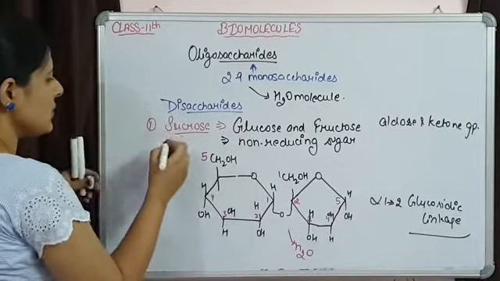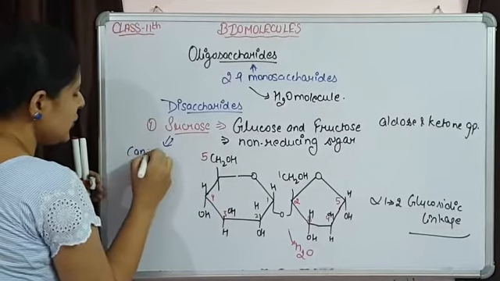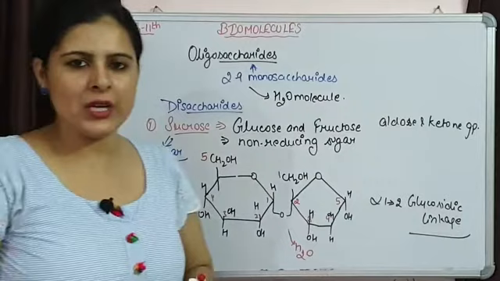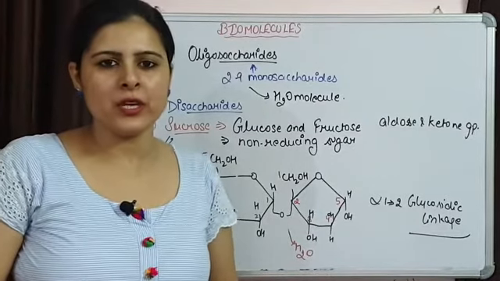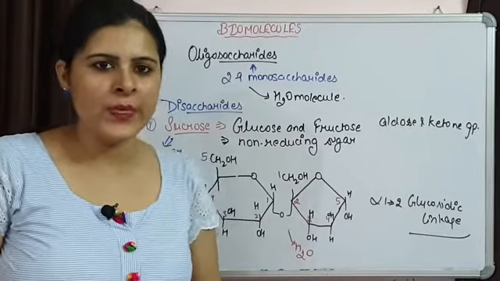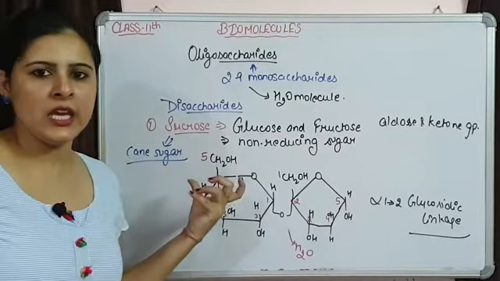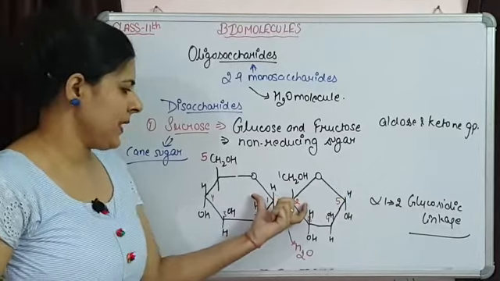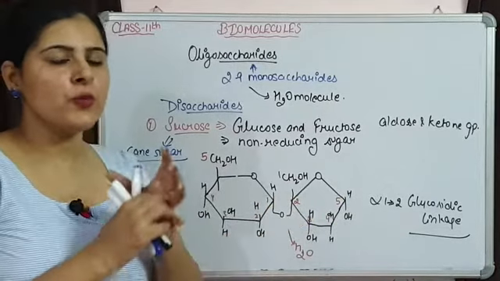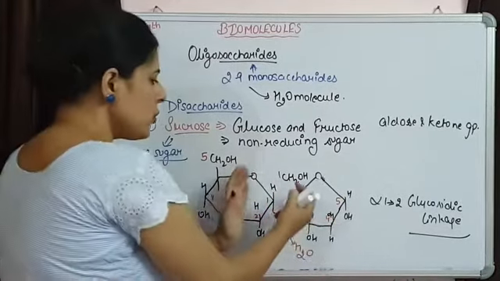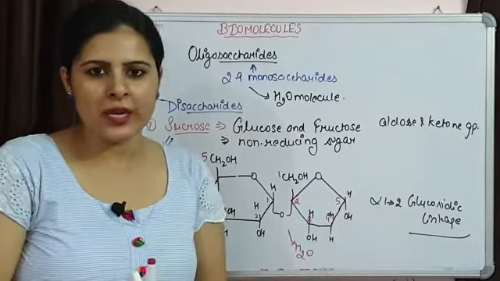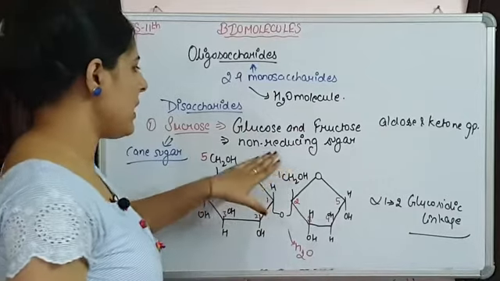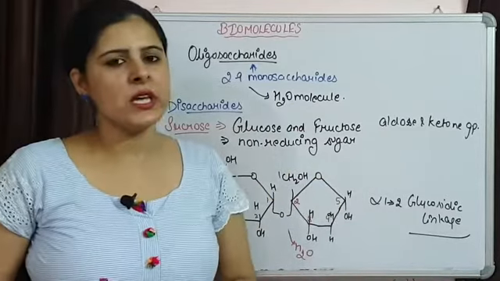Sucrose is also commonly known as cane sugar because it is present in sugar cane. It is extracted from sugar cane and also from sugar beet, and that's why it is known as cane sugar. It is a non-reducing sugar because here both the aldose and ketose groups are not freely available; both are involved in the bond formation. Because no functional group is freely available, that's why we are calling it a non-reducing sugar.